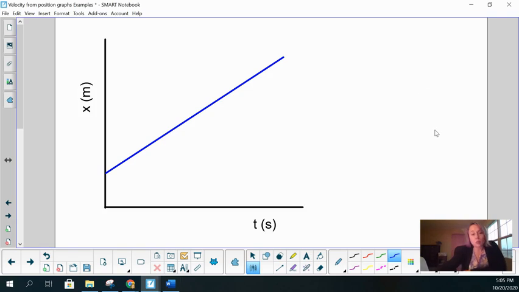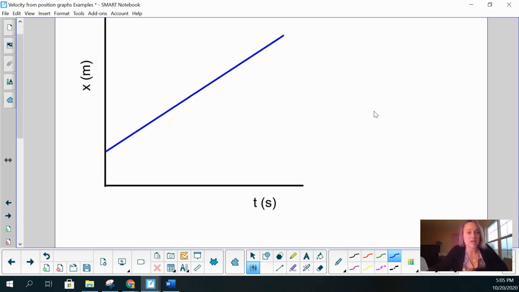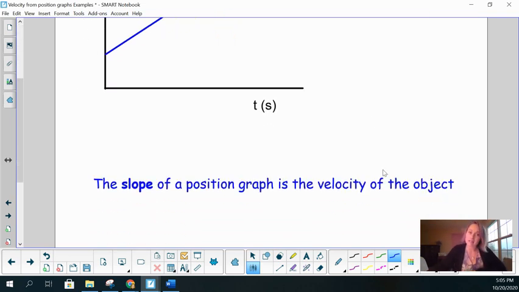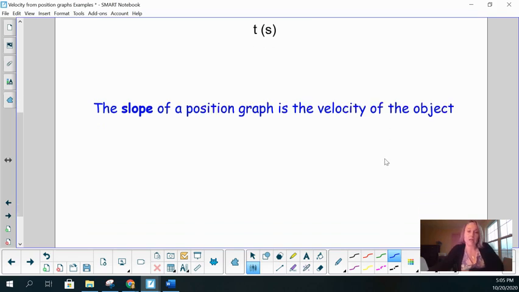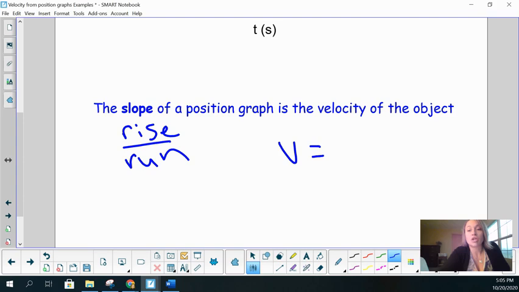So the slope of a position graph, meaning how steep or how shallow that line is, is actually going to give us the information of the velocity. And you can actually calculate what that velocity is by calculating the slope. One way to calculate the slope would be obviously rise over run. Another way that we could calculate that would be our change in position over our change in time.